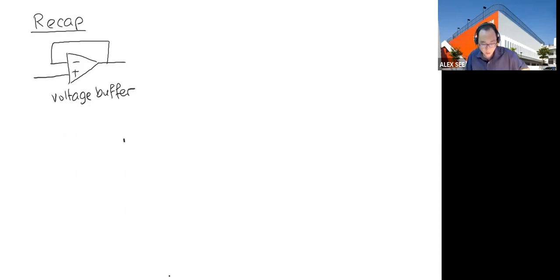Okay, so just some quick recap. This one, nothing fancy, nothing new. So we know that, for example, just recap a couple of things. So basically what I have here is a voltage buffer. I think you all know very well. So the voltage buffer, your V out will follow your V in. Okay, so what is the voltage gain, AV?